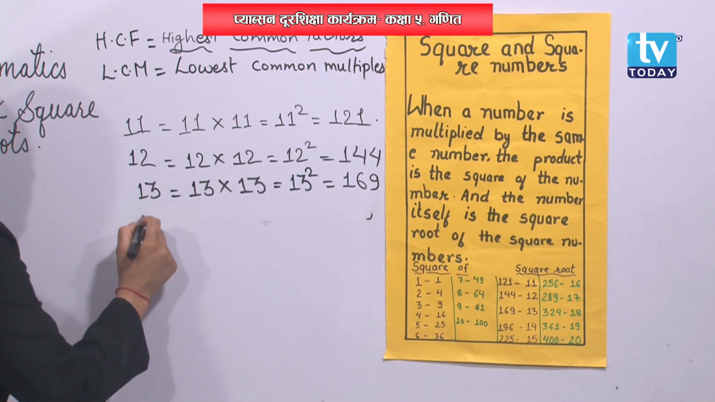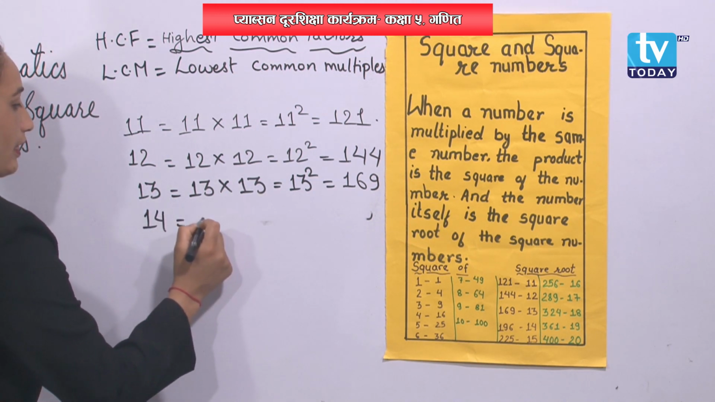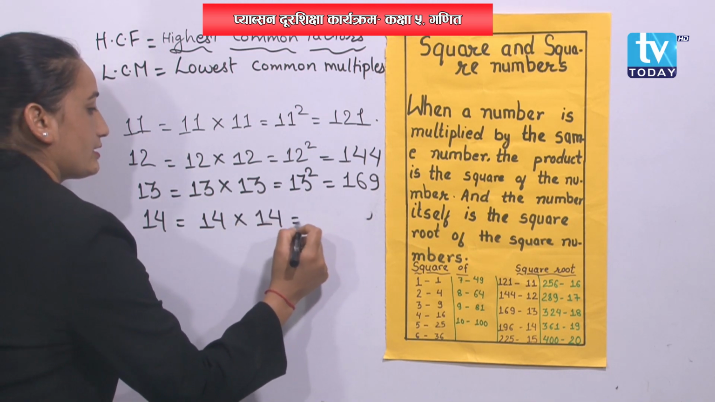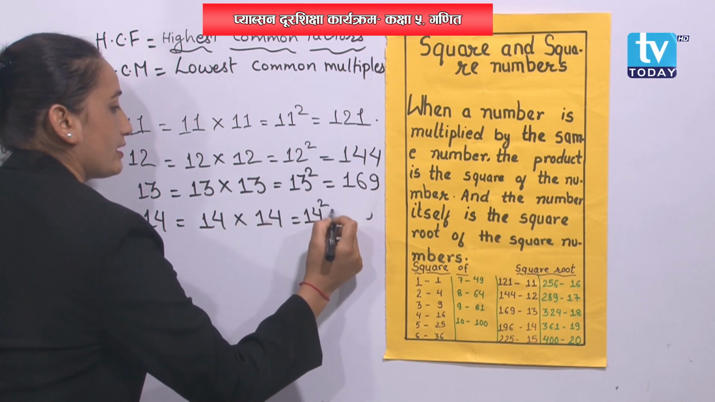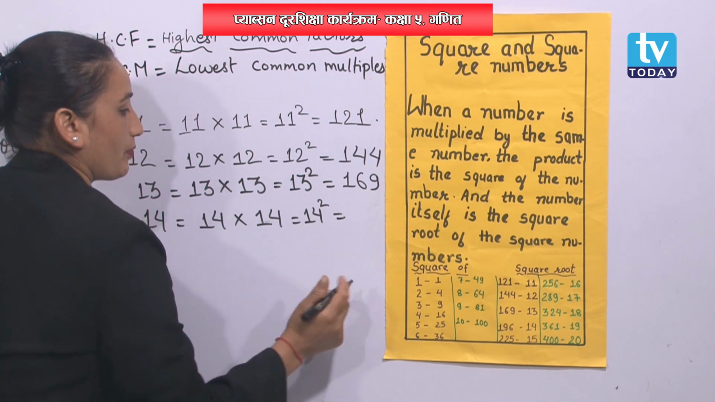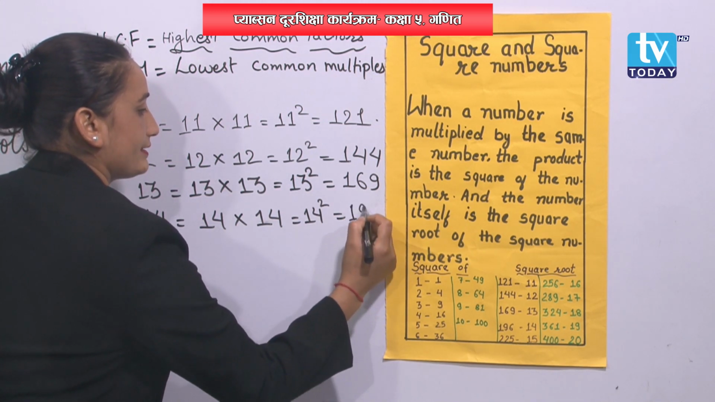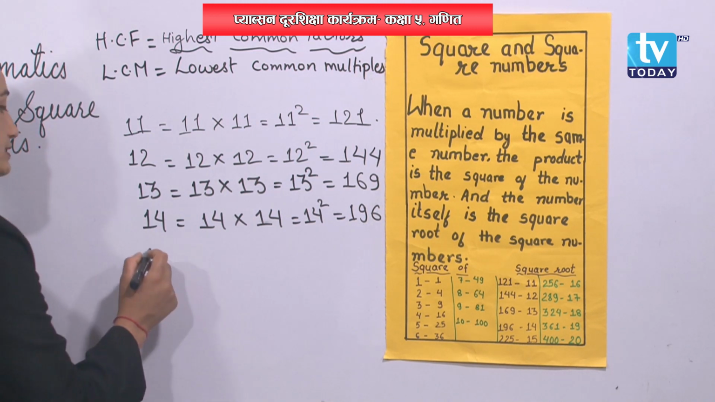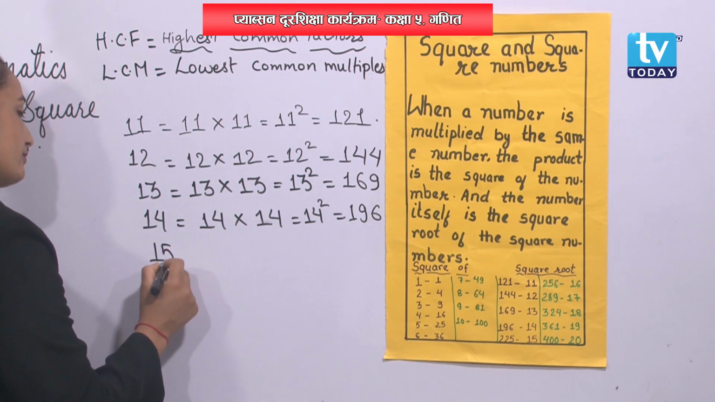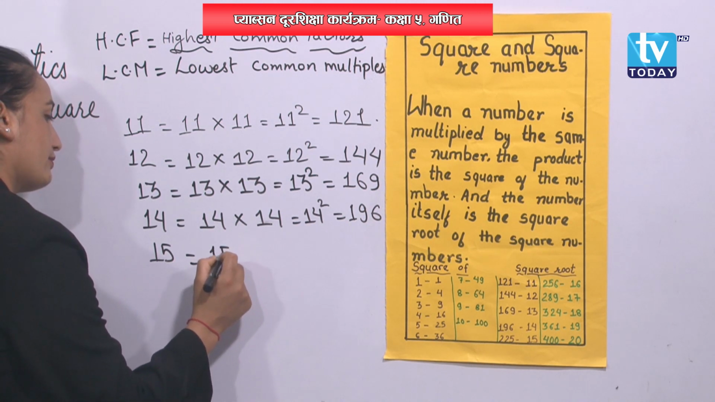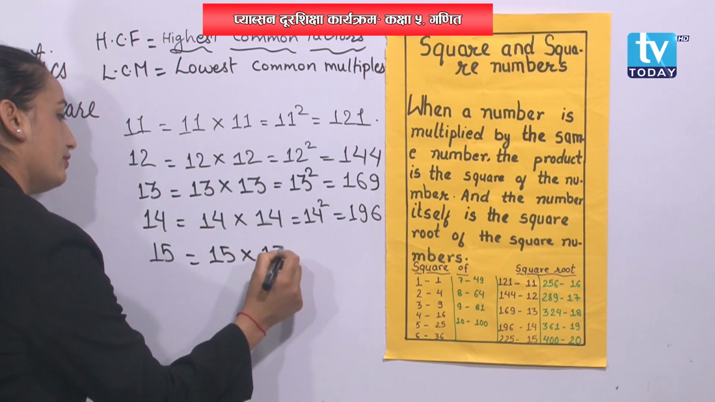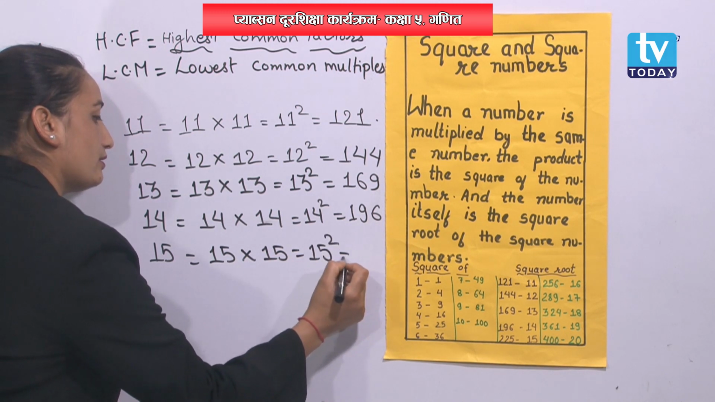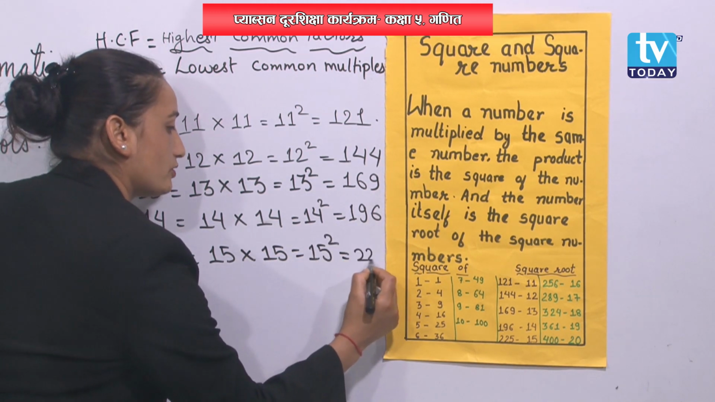Okay. Now 14. 14 into 14 equals 14 square equals 196. It's time for the 15. 15 into 15. That is 15 square. That is 225.